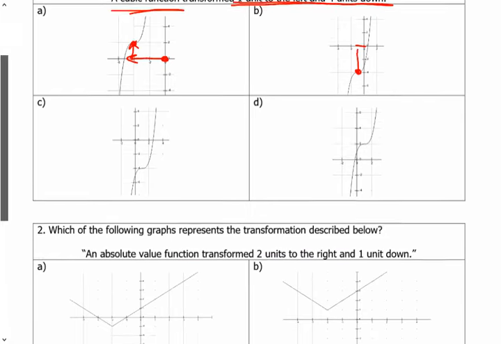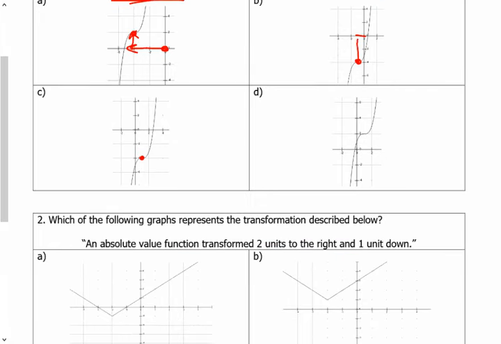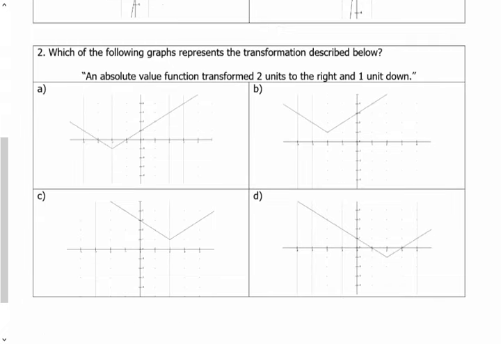But you can see what I'm doing. I'm recognizing that this point here originally started at the origin. So I know what my parent function looks like, and I'm looking at that transformation. This one would be 1 right, 4 down. 1 right, 2 up. In B, or 2, absolute value, so it has to be a V. 2 right, 1 up. So it's C.